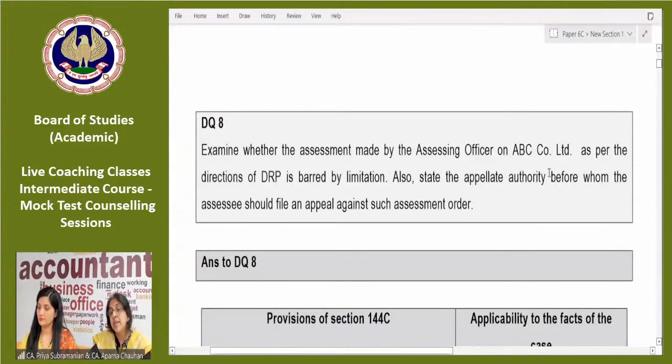Also state the appellate authority before whom the assessee should file an appeal against such assessment order. Now, what is said, whether barred by limitation, whether the various time limits have been complied with. That's what they want you to check. And these are based on the provisions of 144C, where the DRP issues directions and the assessee can file the objections before the assessing officer. Now, we have to see how the provisions of 144C apply to the facts of this case.